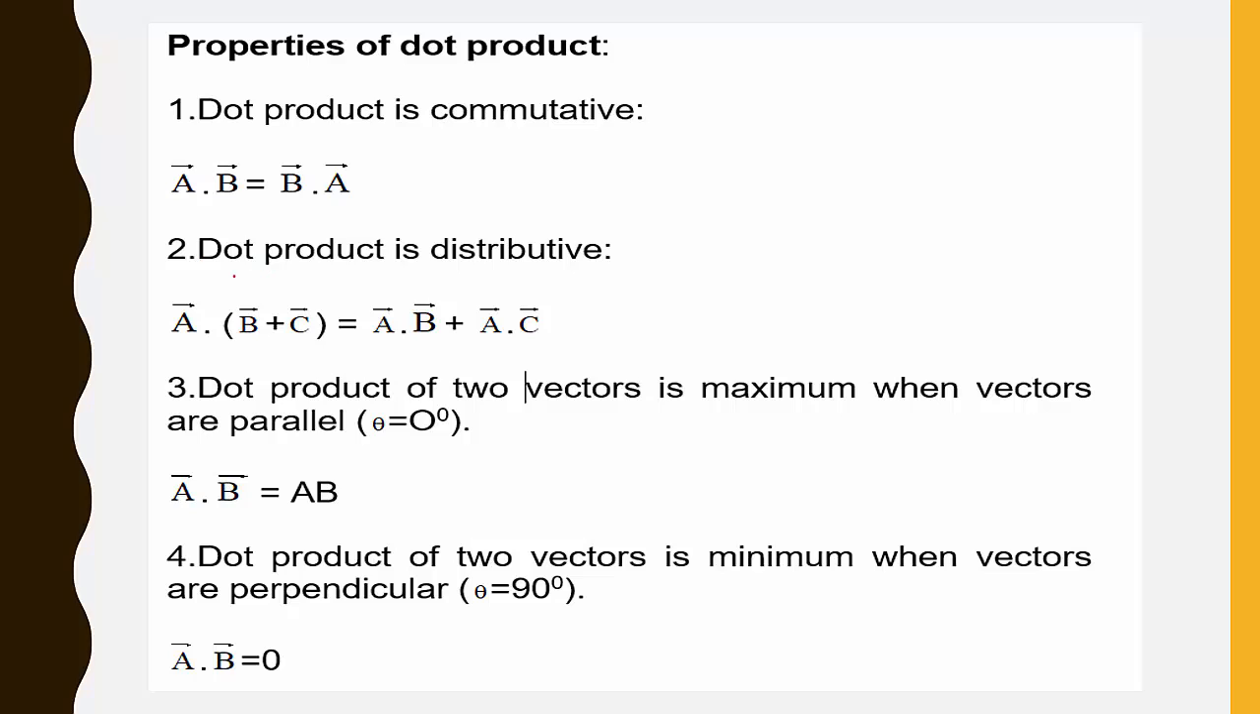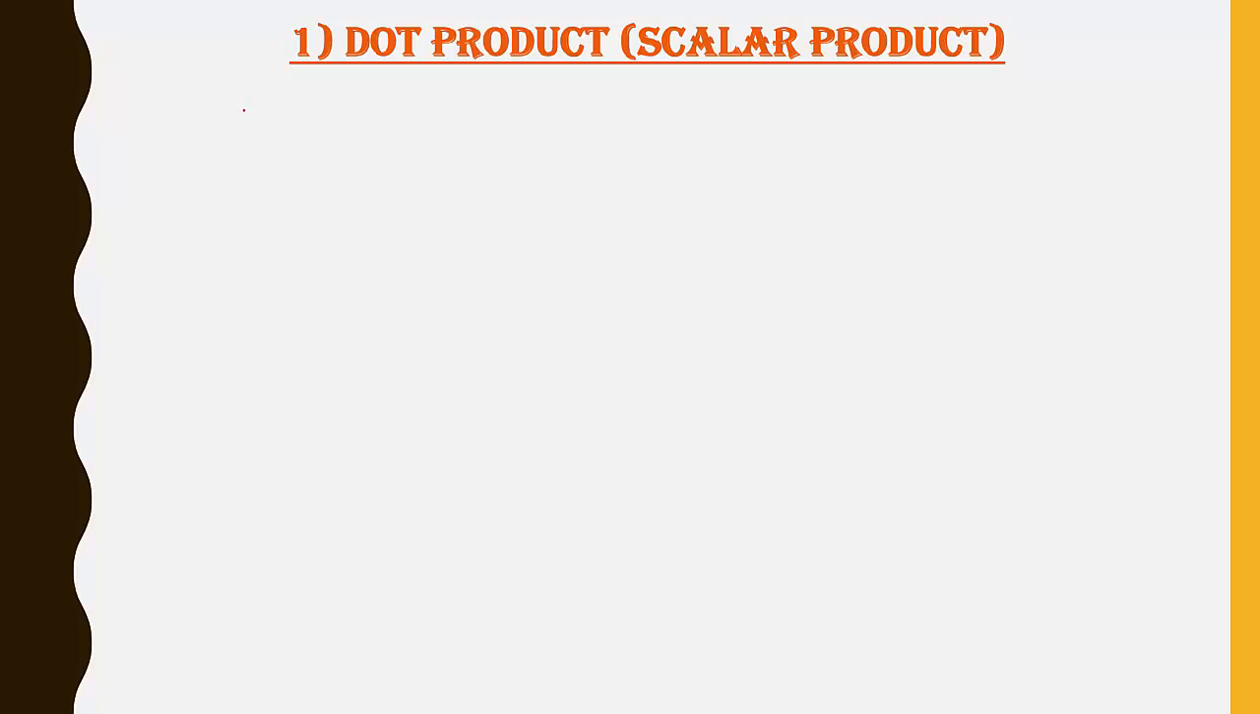The second property is that dot product is a distributive property. Here vector A dot (B plus C) is equal to vector A dot B plus vector A dot vector C. So now we can prove this equation here. So vector A dot (vector B plus C) is equal to vector A dot vector B plus vector A dot vector C. This one we have to prove. This is three-dimensional because three vectors are given here: vector A, vector B and vector C.